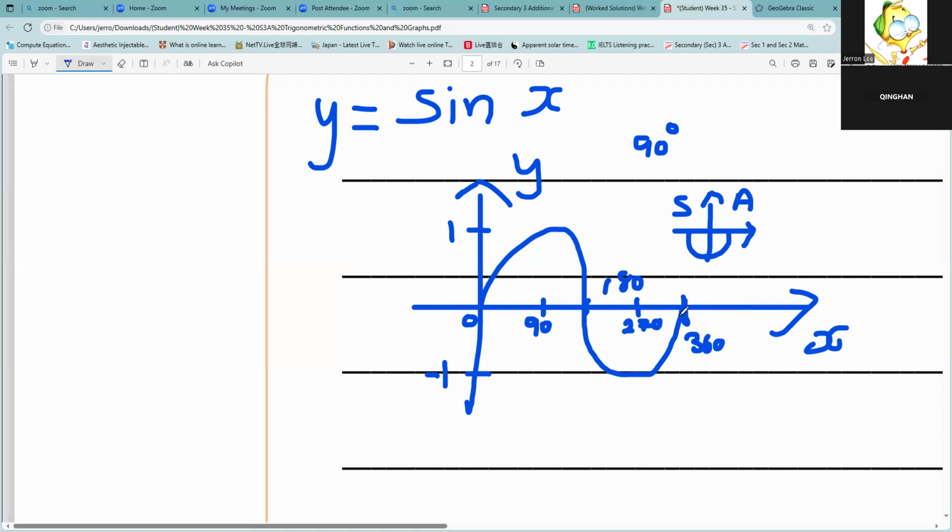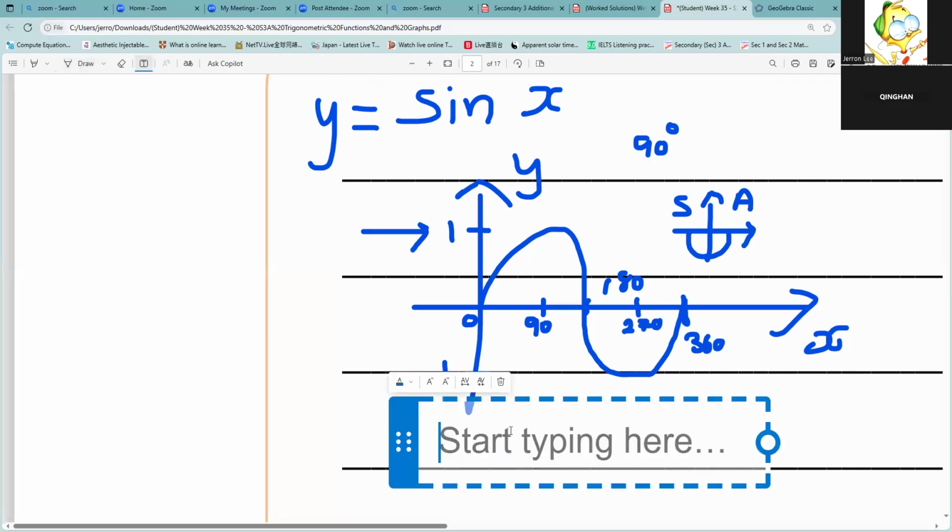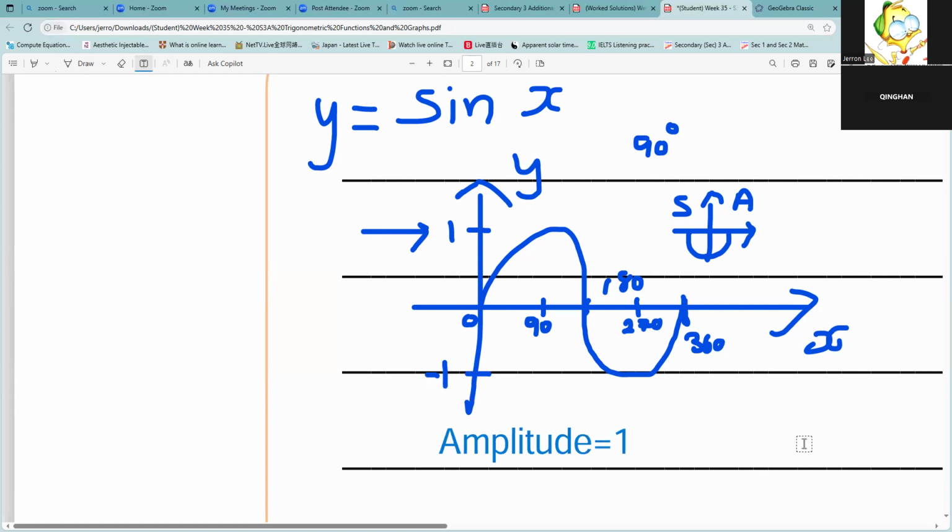Drawing this graph, you can also see something. The highest value, which is what I call the maximum, is equal to 1. So the maximum value over here is 1, and incidentally, this is also the amplitude. The amplitude that we are looking at is equal to 1 in this case. And where do we draw the 1? We draw it from the value in front of the sine.